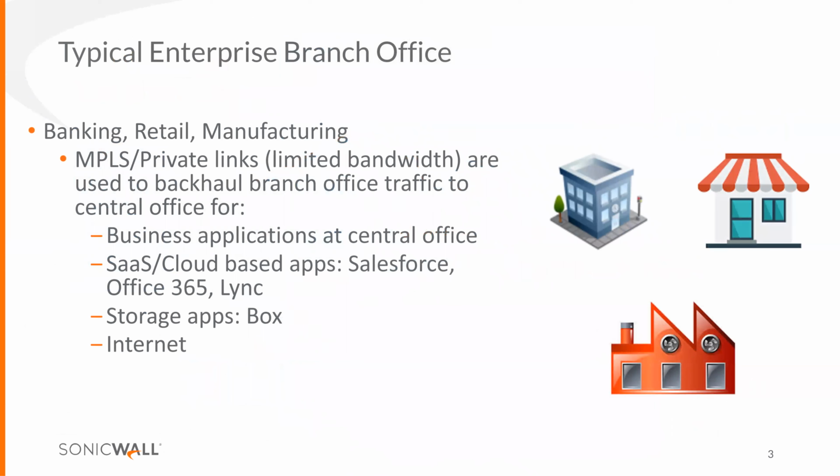Just to cover that in a bit more detail, a typical enterprise branch office, and again, this might be related to your business. If you're large enough, invariably you're going to have multiple offices, and a typical branch office, banking, retail, manufacturing. As I stated, there's an MPLS private link with limited bandwidth, because they are expensive. I could name multiple business types in my career that had this sort of setup, with a dedicated backhaul to the HQ. The applications are stored at the HQ, so they were very dependent on that.